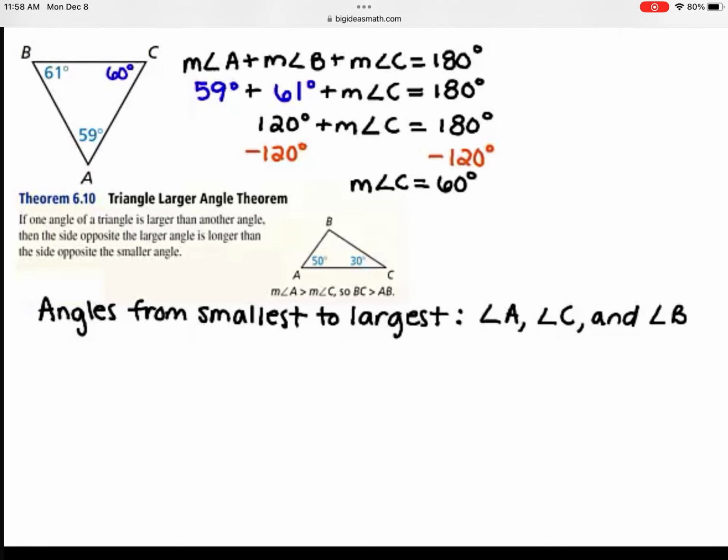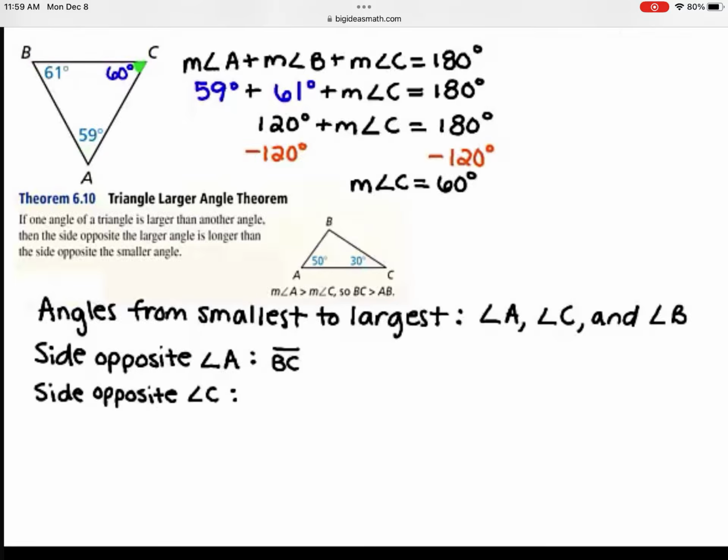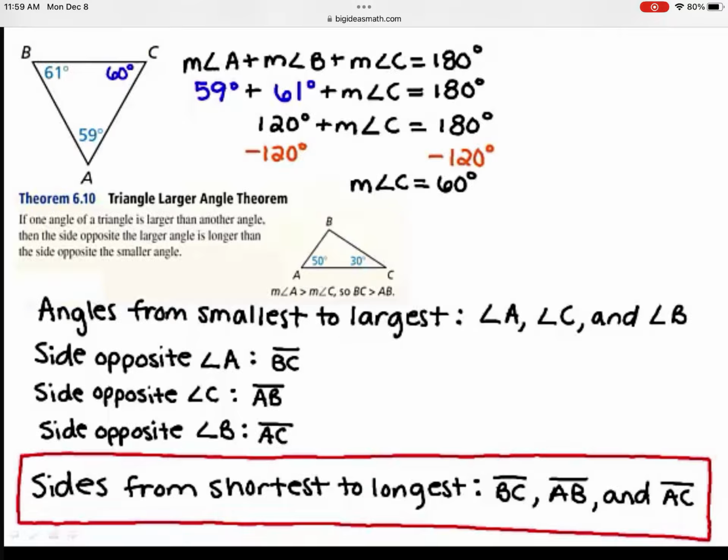In triangle ABC, the side opposite angle A is side BC, the side opposite angle C is side AB, and the side opposite angle B is side AC. Therefore, by the triangle larger angle theorem, the sides of triangle ABC, listed in order from shortest to longest, are side BC, side AB, and side AC.